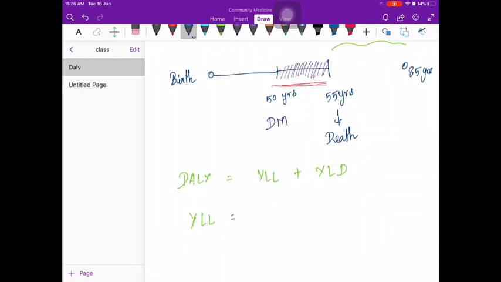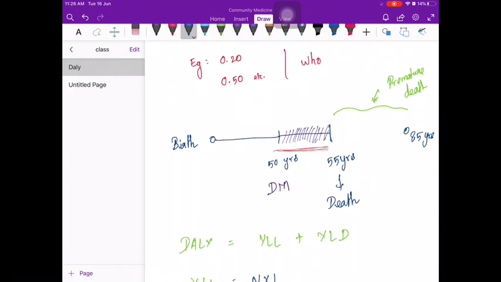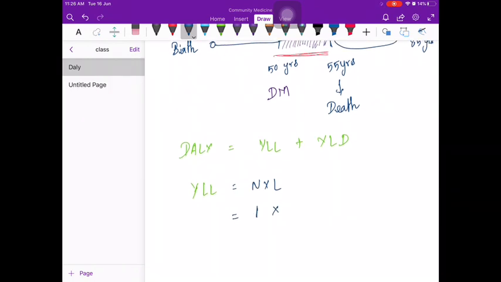As we know, YLL is N into L, where N is the number of deaths at each age. Here we have taken only one person as an example, so N here is 1, multiplied by the number of years lost due to premature mortality. Here the person has lost 30 years from his life expectancy, so L here will be 30 years. So finally YLL is 30.